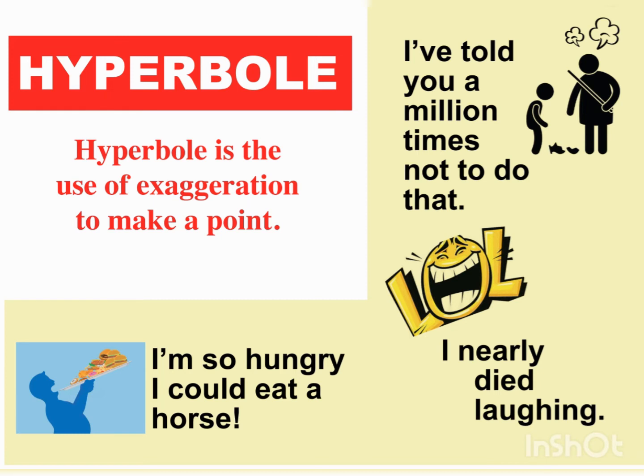You might have heard this several times at your home. Your mother might have said this: "I have told you a million times not to do that." Here, we know that she has not said it a million times, but perhaps 4 or 5 times. So, a million times shows exaggeration. "I am so hungry, I could eat a horse." This shows you are starving. "I nearly died laughing." This means you have heard a joke and it was hilarious. So these are the examples of hyperbole.